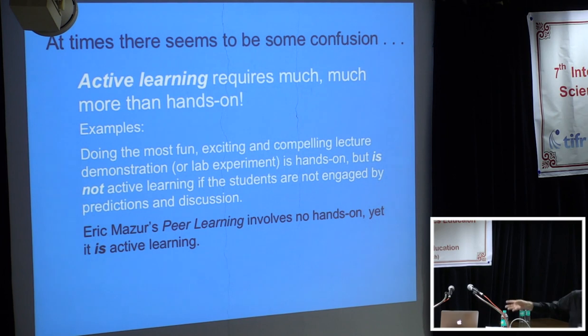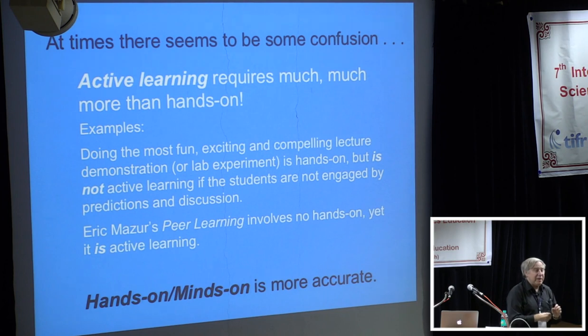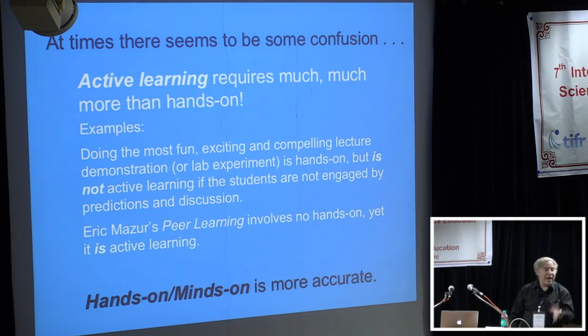So the people who are physics people most likely know who Eric Mazur is, and many other people may not, but he's a person who developed a method of instruction called peer learning. And peer learning is a very active learning strategy, but it involves no hands-on at all. There's no experiment, there's no demonstration. It involves students discussing things, and yet it is active learning. So probably a better terminology would be hands-on, minds-on, both.